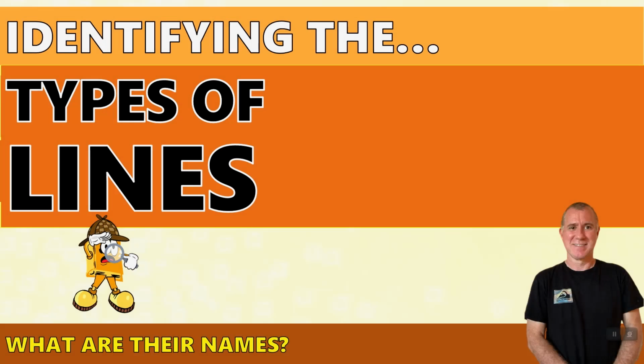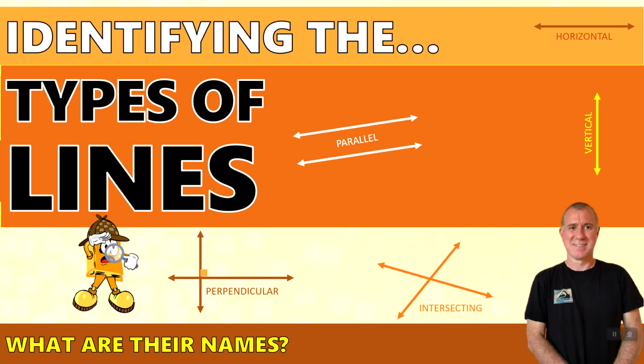We all know how to draw lines, but in this video we will identify the types of lines and learn various names given to types of lines depending on the direction that they're drawn and how they intersect. First, let's look at the definition of line.